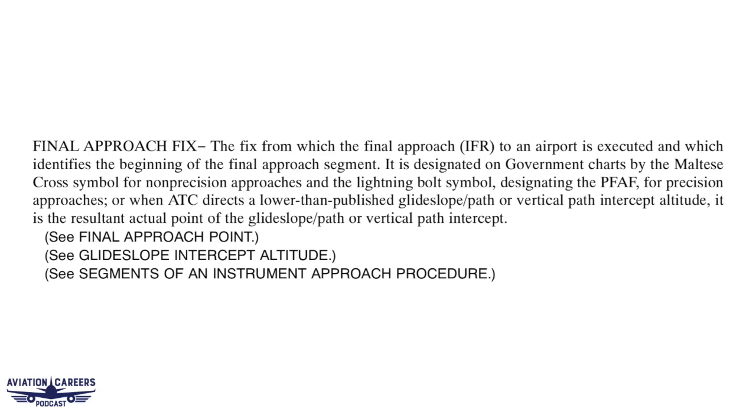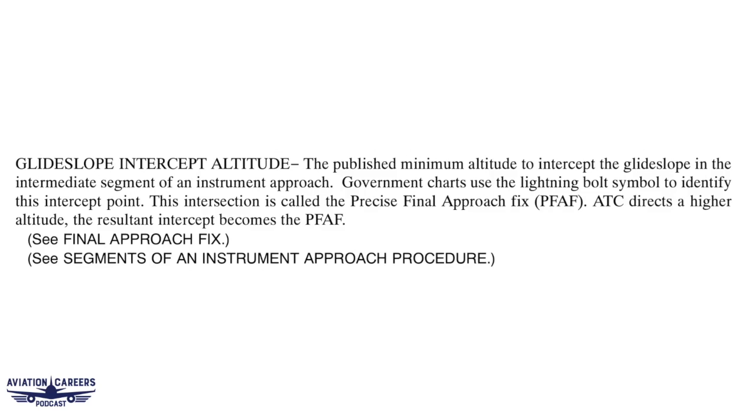Or say air traffic control gives you a lower than published intercept altitude. That's your precision final approach fix. I want you to just think about that: where's your final approach fix? We're going to talk about that later on this ILS, so keep some of these in mind. That glide slope intercept altitude on the government charts uses a lightning bolt. You will also see that with a fan on the Jepp charts. Again, I'm going to show you that in a minute.